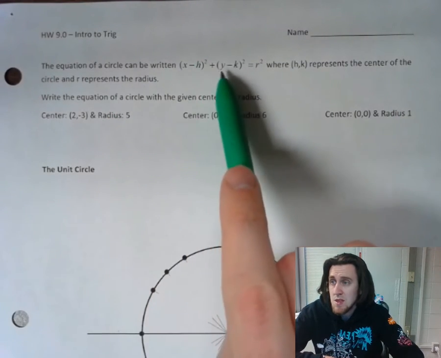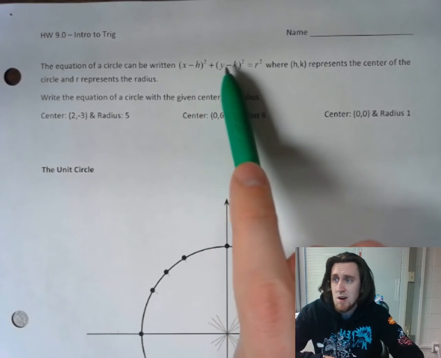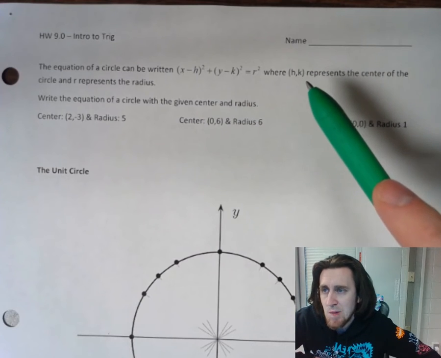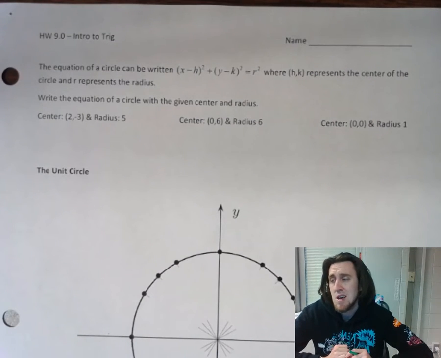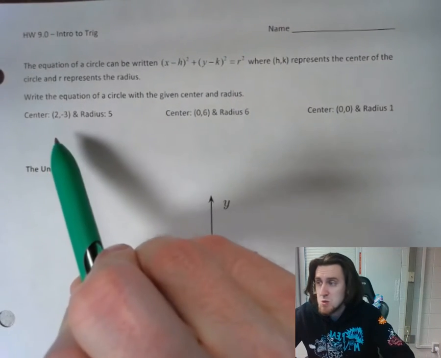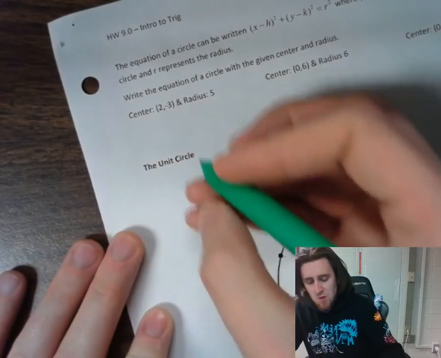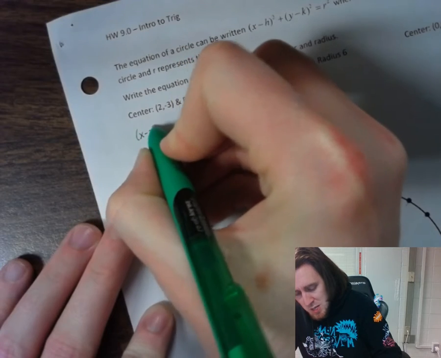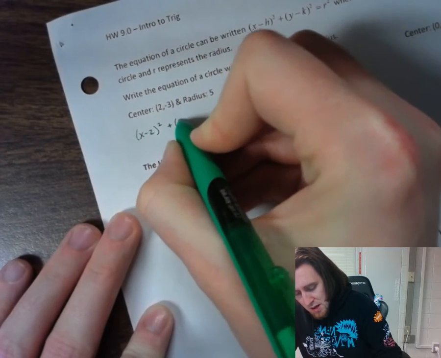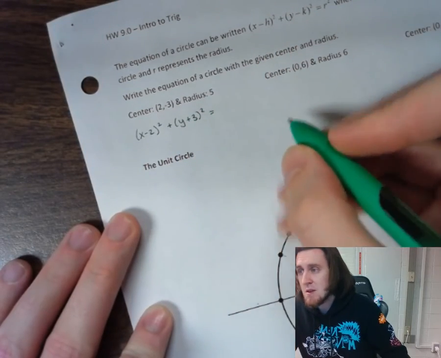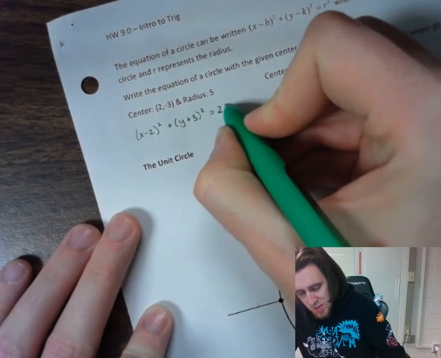Equation of a circle can be written like this. Right, x minus h squared plus y minus k squared equals r squared, where h, k represents the center of the circle and r is the radius. So we wanted to practice writing the equation of a circle with values to plug in, right? So the first one is we have the center at 2, -3. So we'd say x minus 2 squared, y plus 3 squared. And then the radius is 5, so 5 squared would be 25.